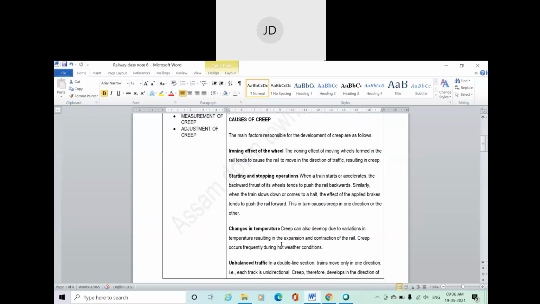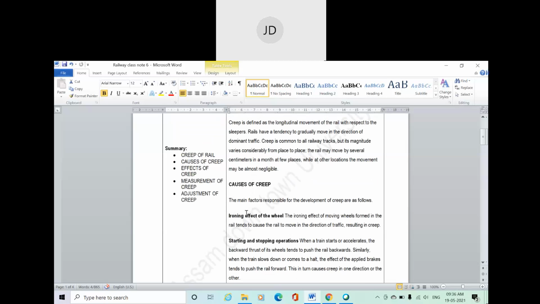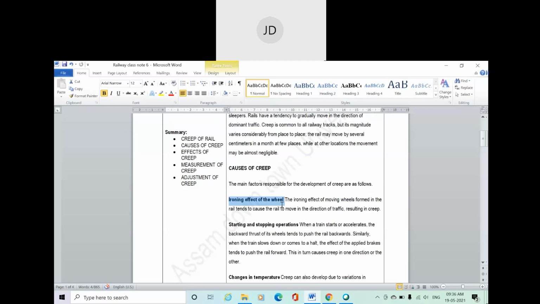Okay, so basically, what does the ironing effect of wheels mean? Actually, each wheel of the train creates a kind of wave pattern in the rail surface. Okay, a wave pattern that we cannot see with the naked eye, but it's kind of theoretical. Okay, I'm showing you.